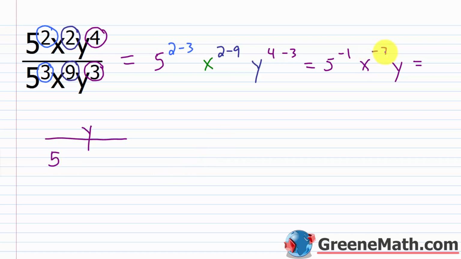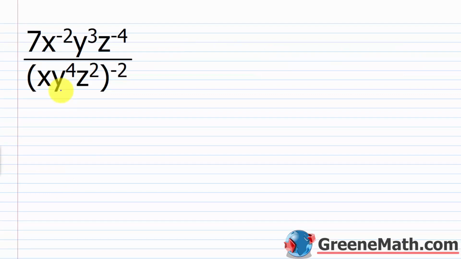Then I have x to the power of negative 7. Again, if I drag this into the denominator, I'm going to have my x part stay the same. My negative 7 will change to positive 7. So we basically have y over 5x to the 7th power. All right, let's take a look at one more.